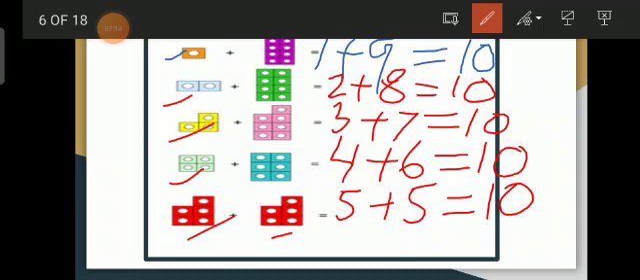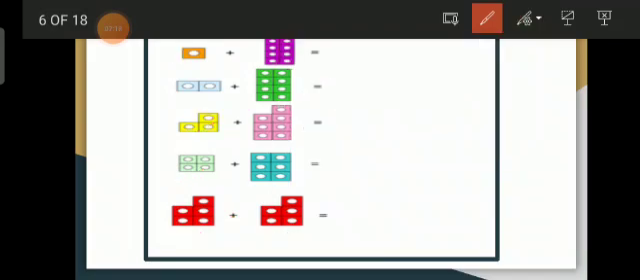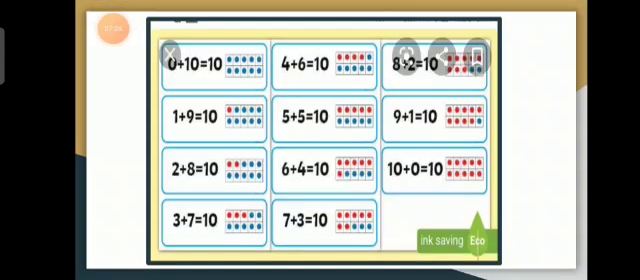Okay. Now these are only the examples. For the practice we are doing these examples. After that we will solve the page. Okay. Now move to the next one. Wow, look at here.